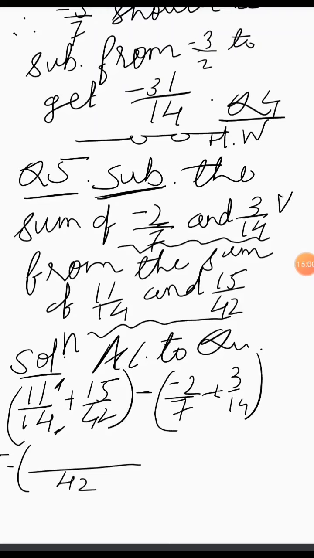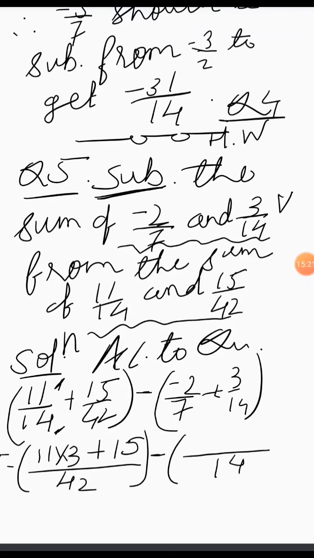Whatever LCM. So you will write here 11 into 3. Okay, plus here 42 is already there, so no need to multiply by anything. Your numerator will be as it is. Now here minus is already there. First see the bracket, 7 and 14. What is the LCM? 14. Here you will write minus 2 into, by what you will multiply to make this as 14? By 2. So here also you have to multiply by 2.